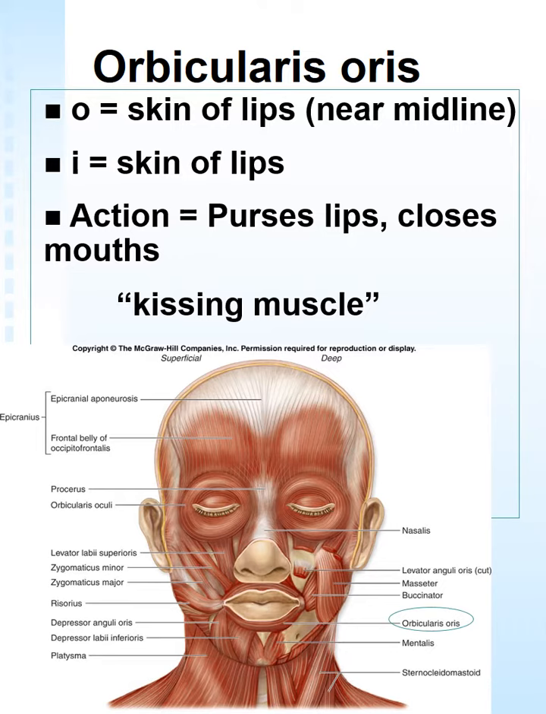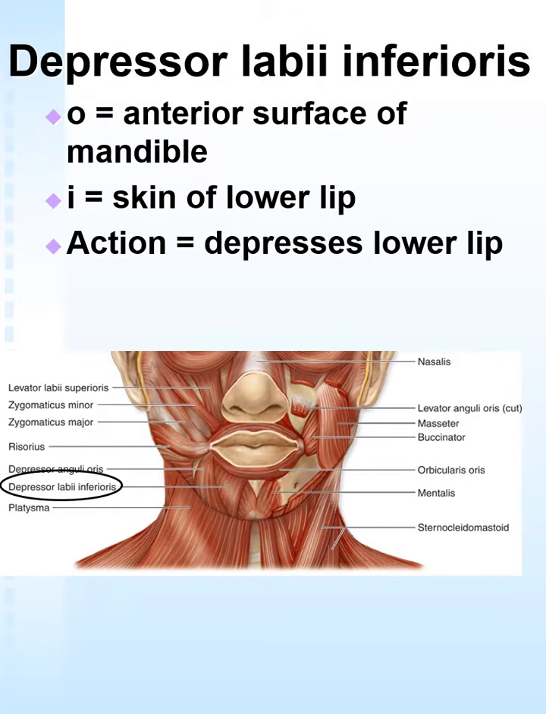The orbicularis oris is composed of muscle fibers that encircle the opening of the mouth. And so these also have a circular arrangement of their muscle fibers. When this muscle contracts, you close your mouth, and when you pucker up for a kiss, you're using these muscles. So the origin is the skin of the lips near the midline, and the insertion is also the skin of the lips.